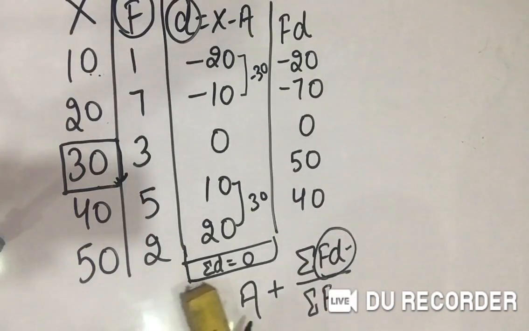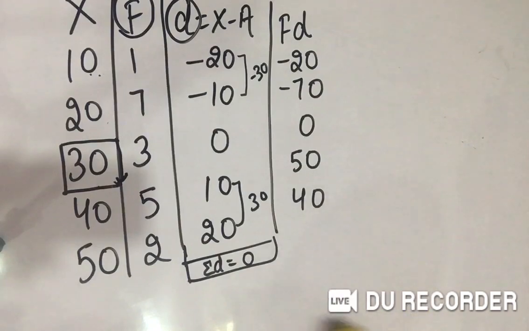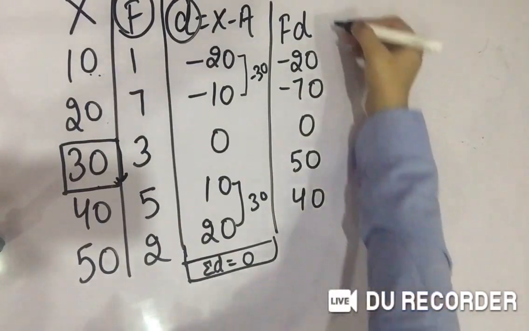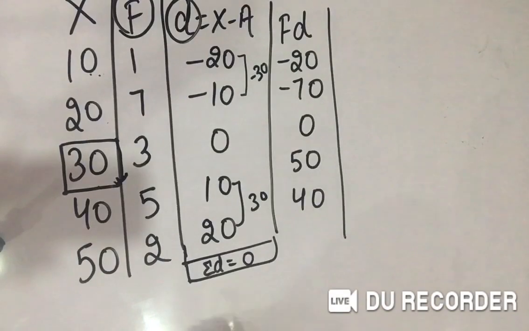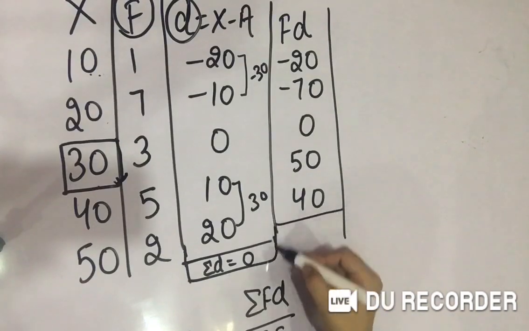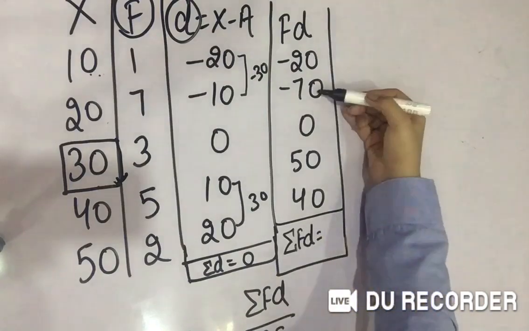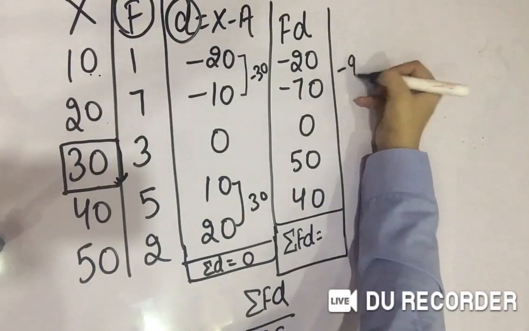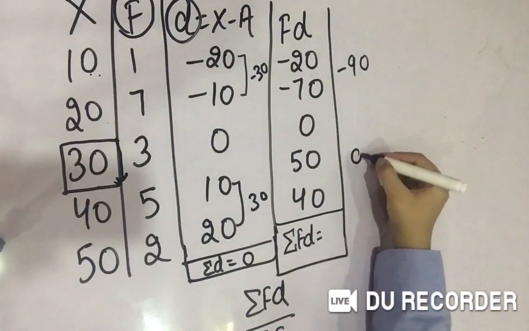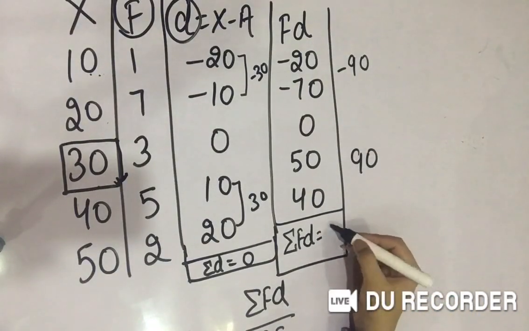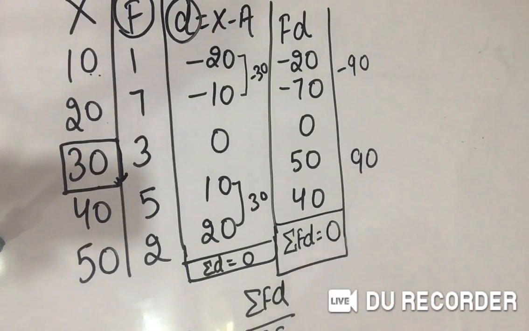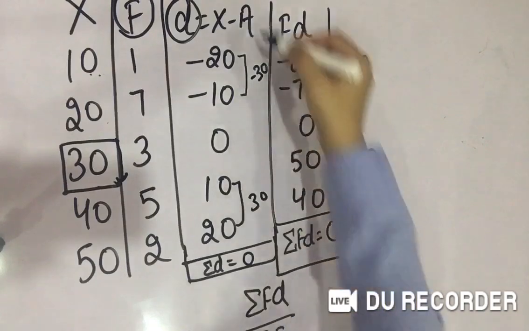Once I am erasing this formula, because you people are so much intelligent, so you can remember this for a while. Okay, now what we have to do is, for calculating mean, we require A plus summation FD upon summation F. Now we have to do the sum total of this, and this will become summation FD. Minus 70 and minus 20 will become minus 90 and this will be 90 and summation FD is also 0 coincidentally.